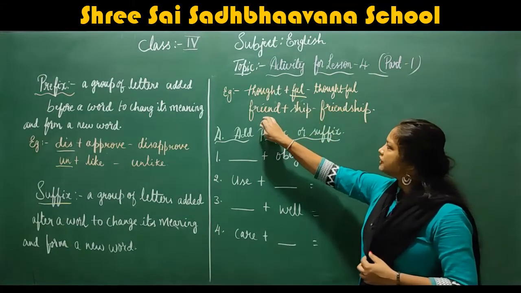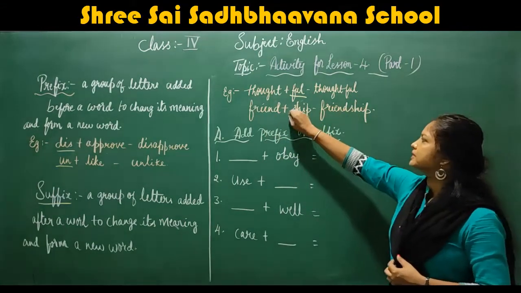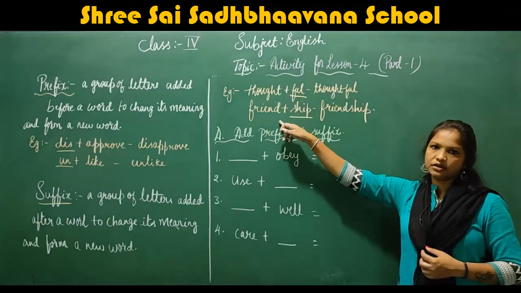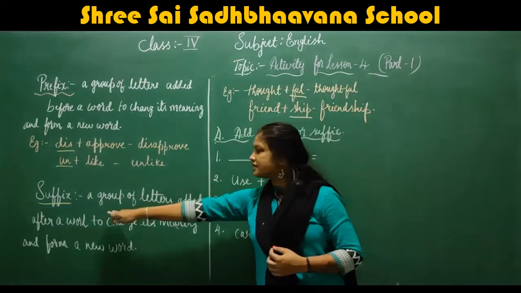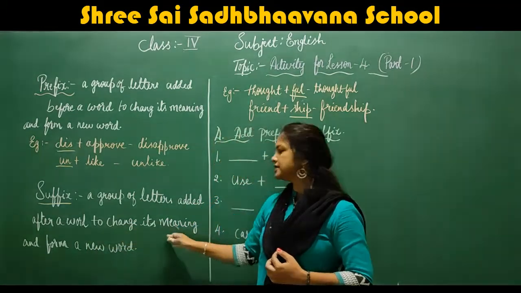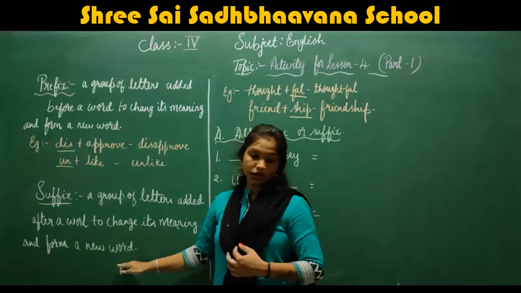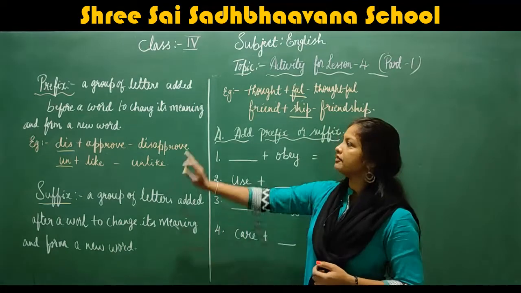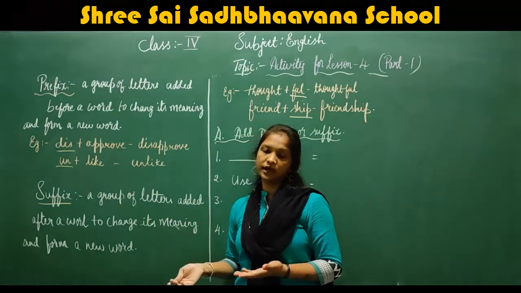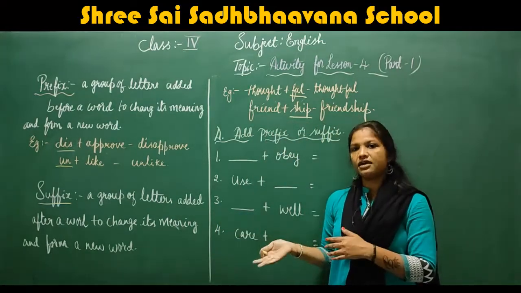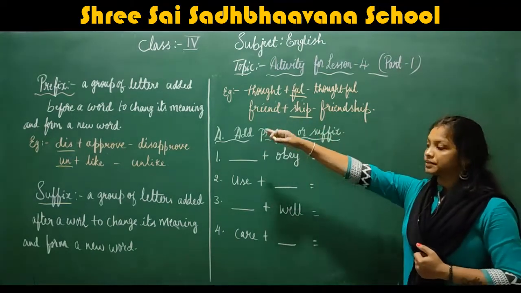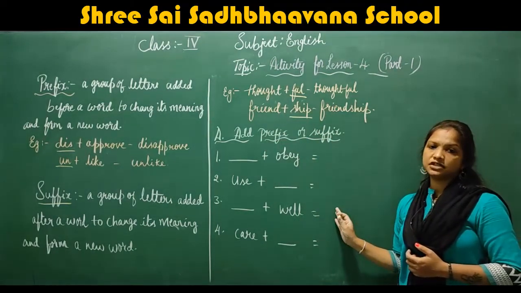Now friend plus ship, friendship. Here ship is the suffix. It is added after the word friend. Understood? A suffix is a group of letters added after a word to change its meaning and to form a new word. A prefix is a group of letters added before the word to form a new word. A suffix is added after the word. Understood? Now next, according to the prefix and suffix, they have given an activity in your textbook.